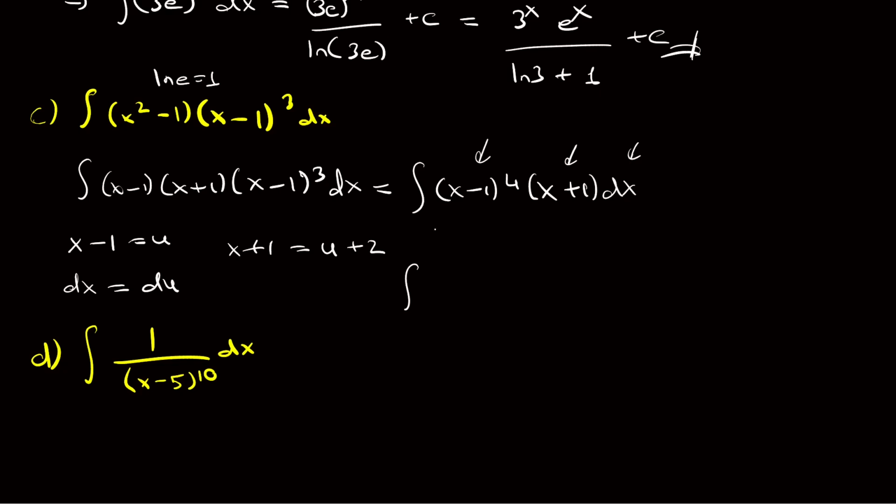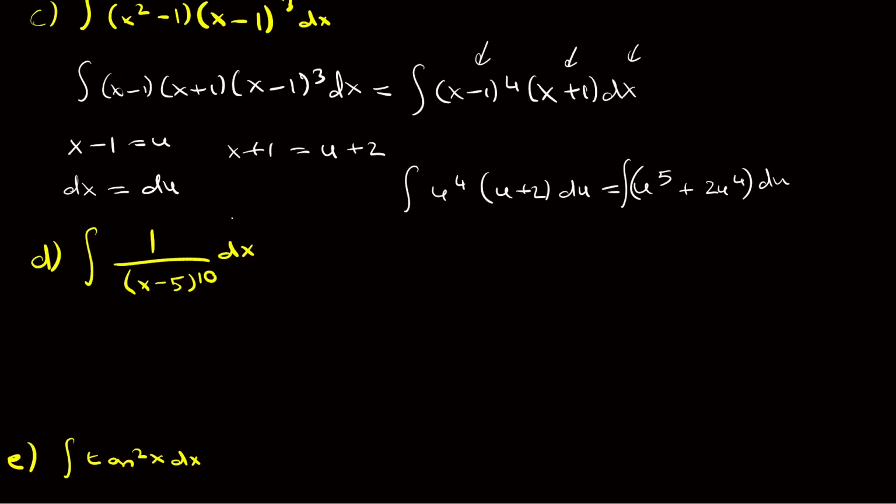Now let's plug these in. Instead of x minus 1, I have u to the fourth power multiplied by x plus 1, which is u plus 2. dx is equal to du. This is equal to the integral of u to the fifth power plus 2u to the fourth power du. Everyone can solve this integral. We don't have enough space, so I'm going to continue here. u to the sixth power over 6 plus 2/5 u to the fifth power plus c.